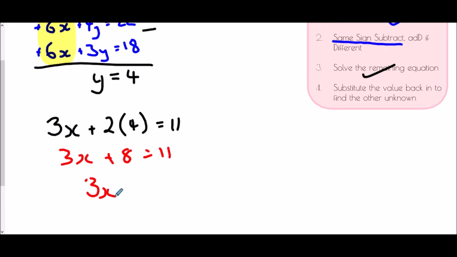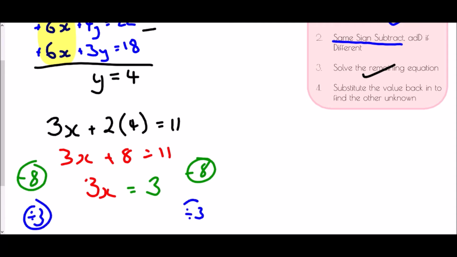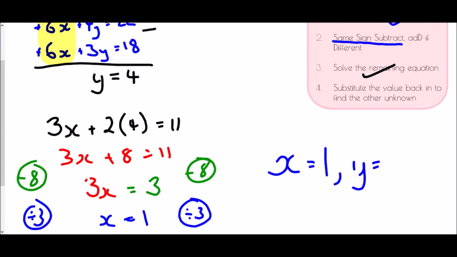So I'm going to have to subtract 8 on both sides. So that is 3x equals 3. And finally, I will need to divide by 3. So x equals 1. And so that is giving me a solution of x equals 1, y equals 4.